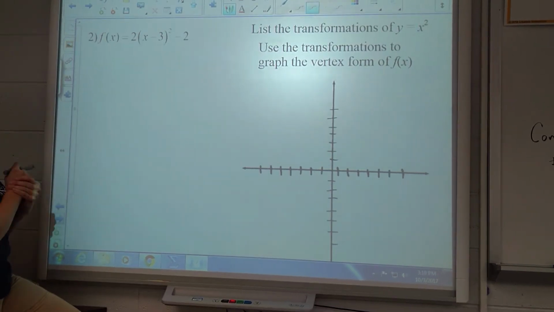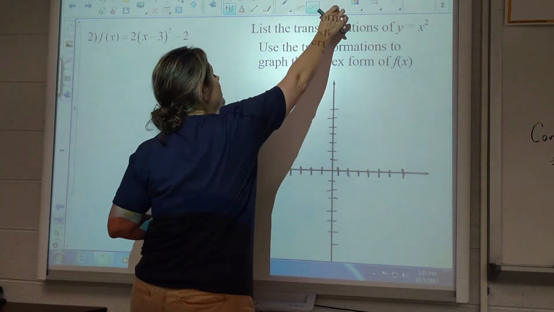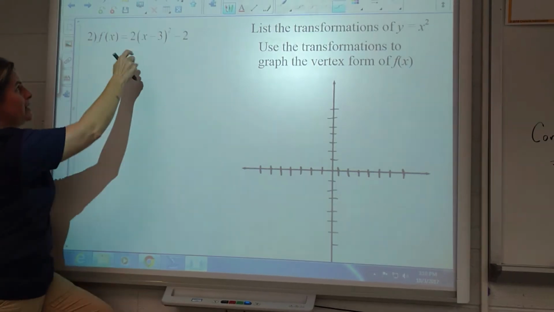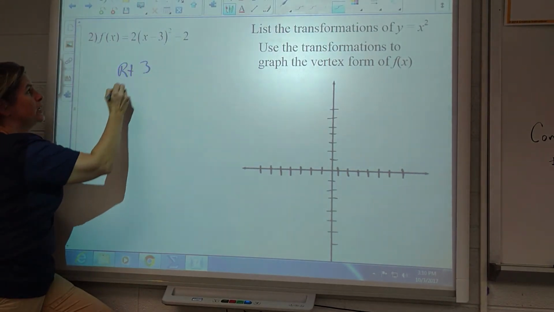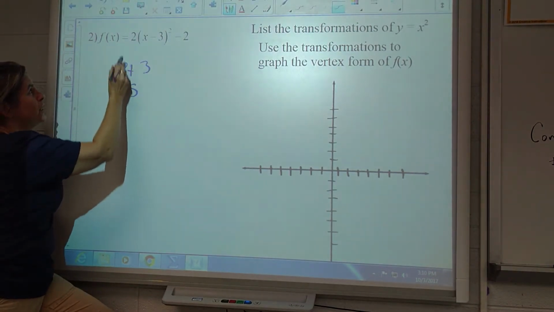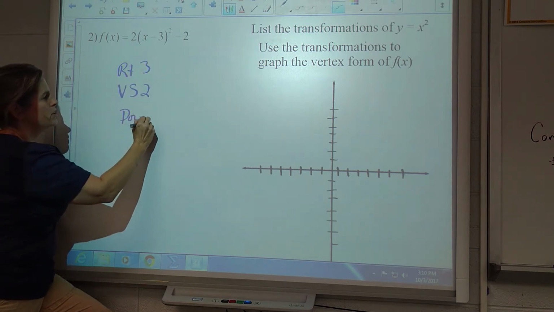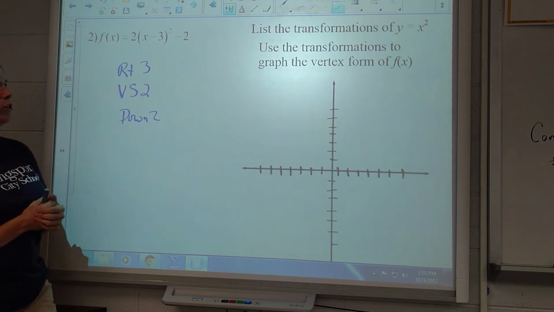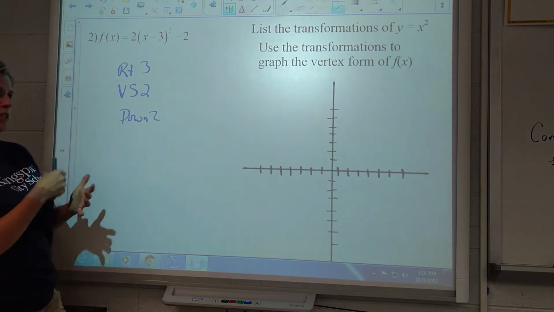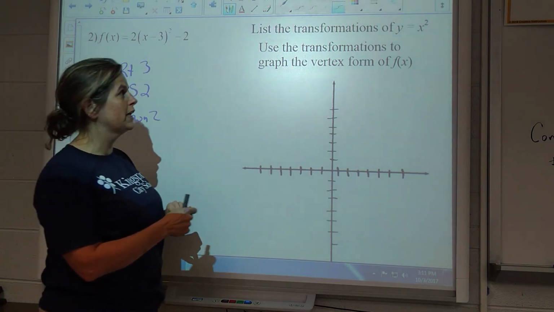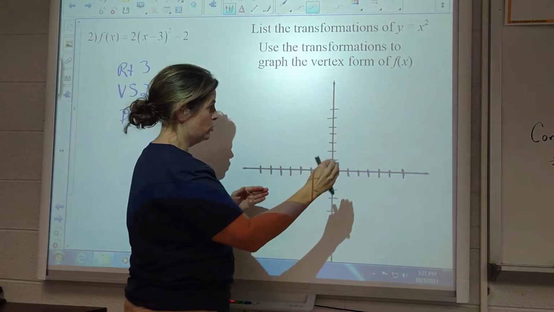Example 2 you were supposed to already have done as well. We've named transformations before in the past. We know this goes right 3. It has a vertical stretch of 2, and then it will go down 2. Right? Knowing your transformations, you can take that parent function, y equals x squared, and transform it.